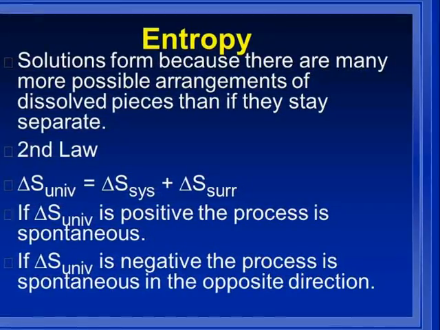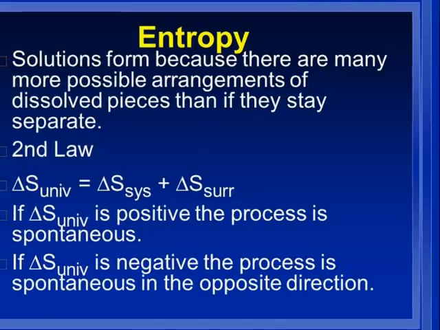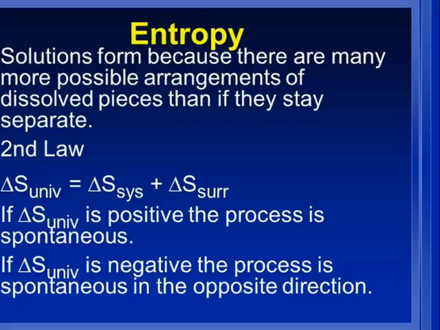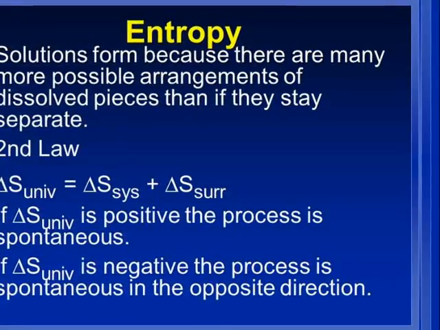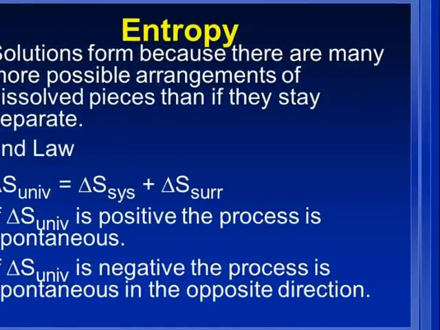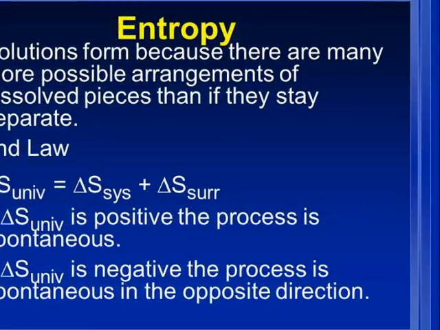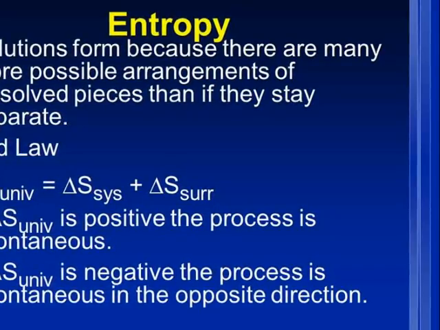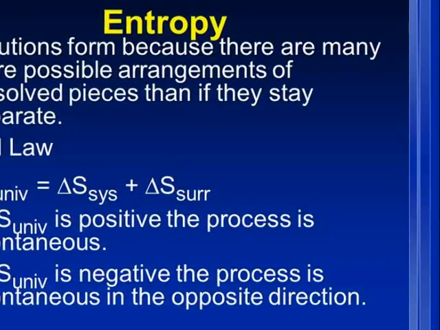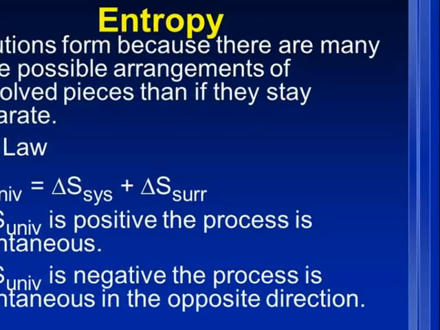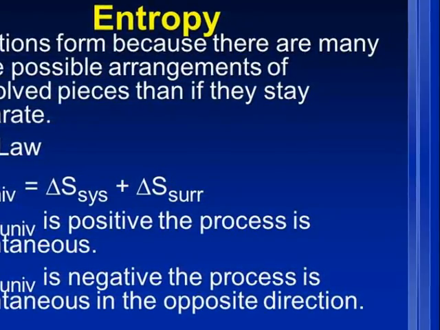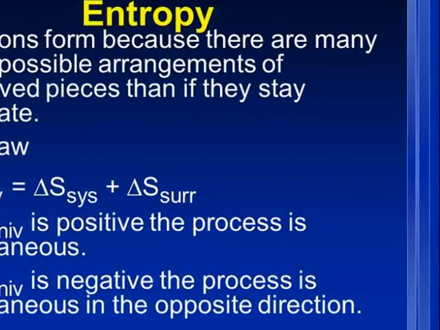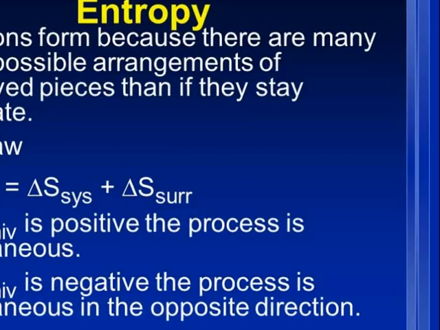So if we look at the second law as a formula, remember every law in science has a formula associated with it. The delta S, the change in entropy of the universe, is equal to the change of entropy of the system plus the change in entropy for the surroundings, which makes sense. System and surroundings make up the entire universe. So if the change in entropy of the universe is positive, we're going to call that spontaneous. If the change in entropy of the universe is negative, well, it's not spontaneous. It's spontaneous in the reverse. So we can look at reverse reactions here.